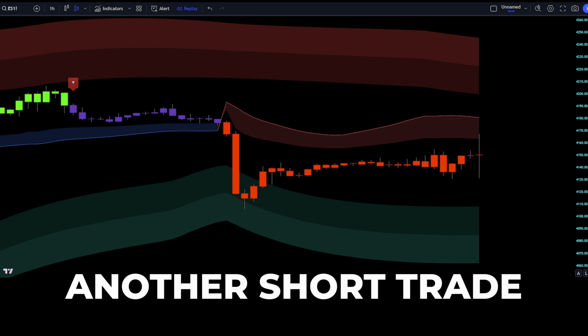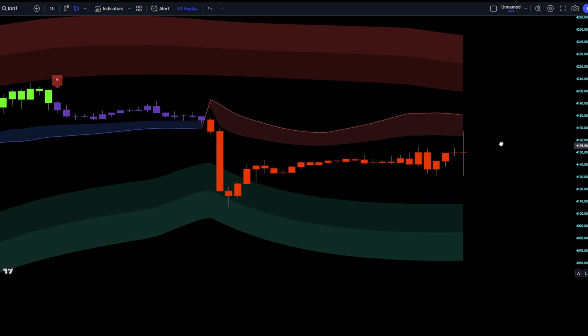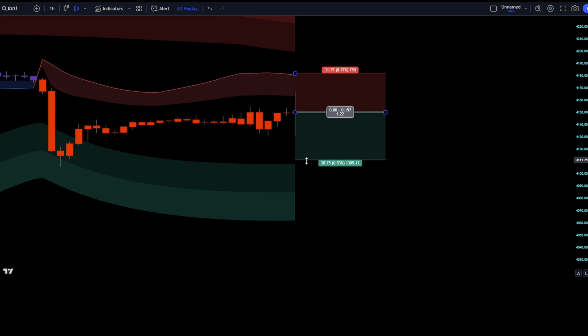Now let me show you another short trade example, and we are going to follow the same criteria. A sell signal, the price action entering and exiting the green reversal band, and the price action getting rejected off the smart trail. Remember, we use the smart trail for the stop loss placement and exit the trade when the price hits the lower reversal zone.